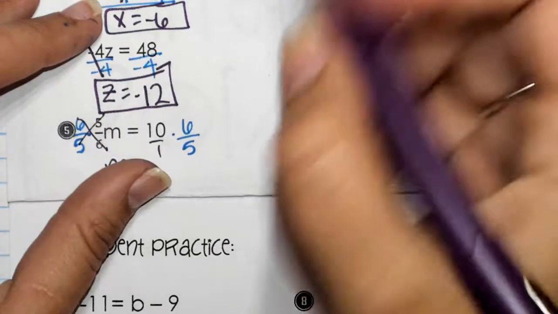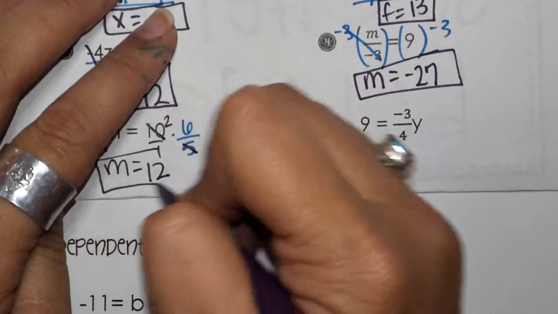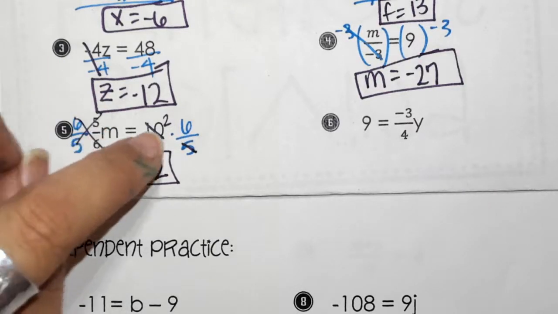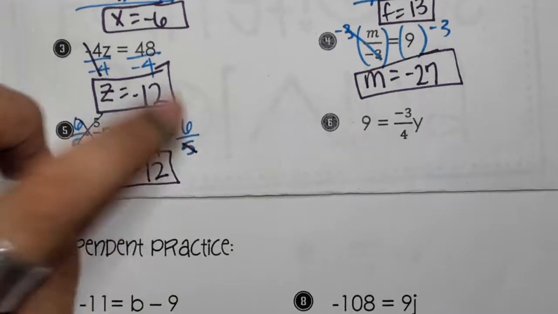divide. Now, 5 goes into 10 how many times? And 2 times 6 is? 12. Can I take a point? Yes, what's your question? How are you going to know when to cross divide? When you multiply a number by a fraction. Oh. Okay, my bad. That's okay.